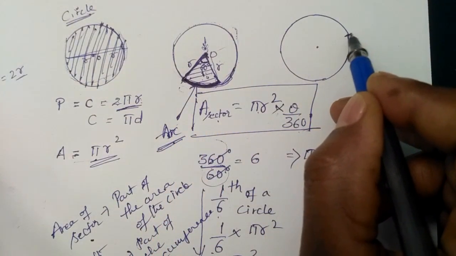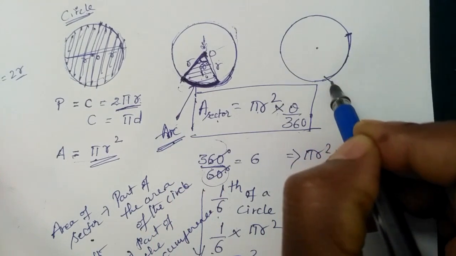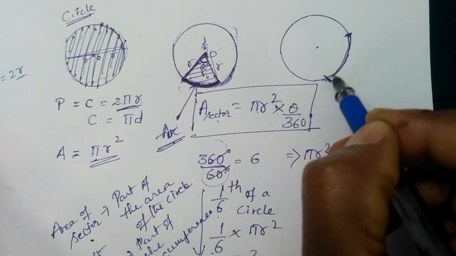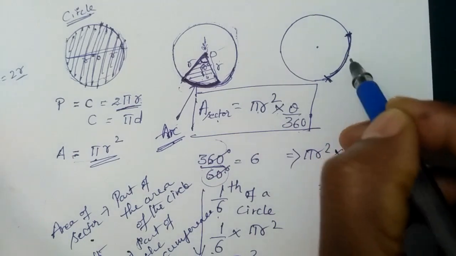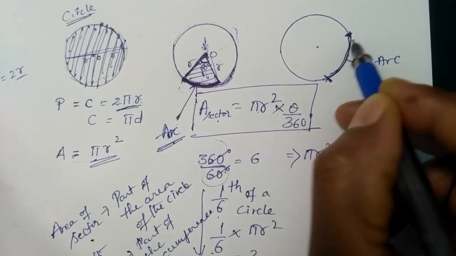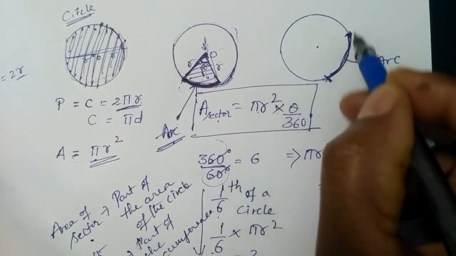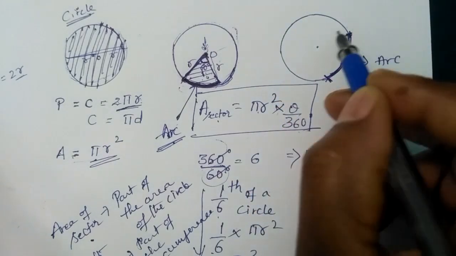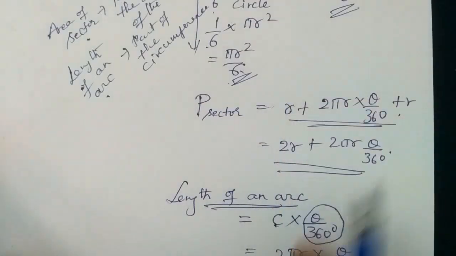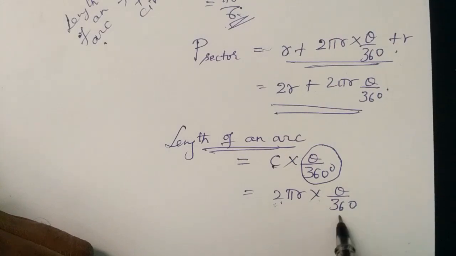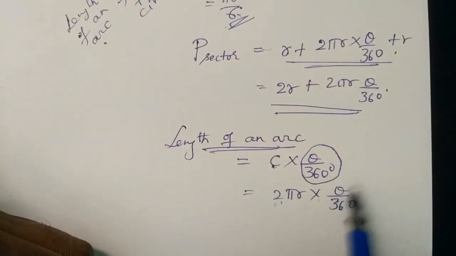So if you find out the length from this point to this point, this is called an arc. To find the length of this arc, it is the part of the complete circumference. So what we do is take the complete circumference, 2 pi r, into theta by 360, because it is a part of that. We are dividing.